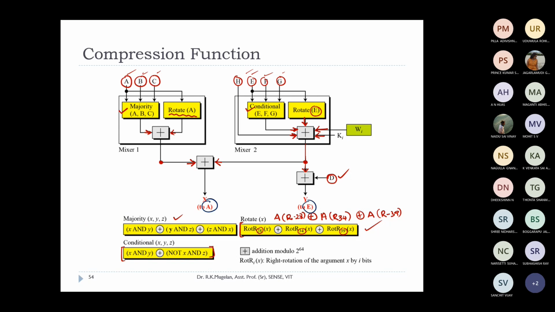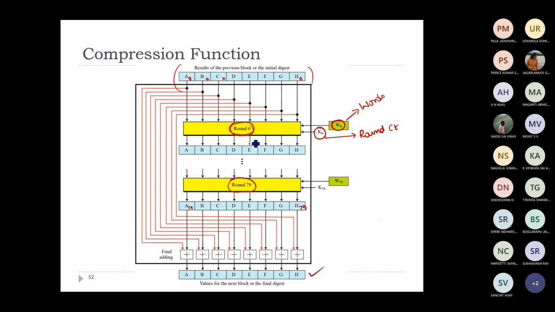Right, this is the operation that happens inside this compression function. This will happen in one round. Like this, it will run for 80 rounds.